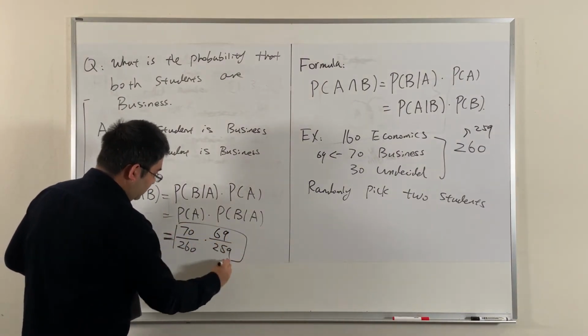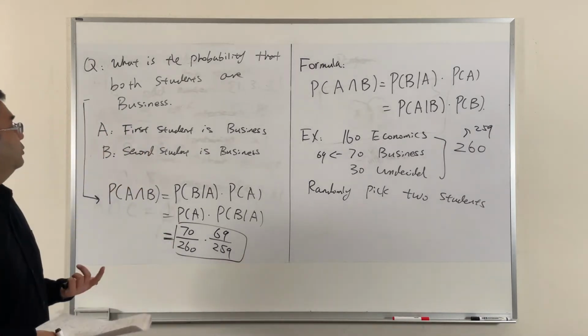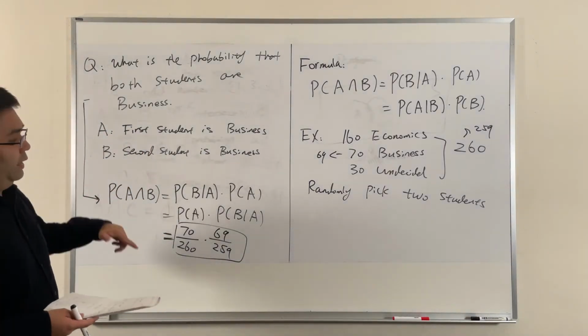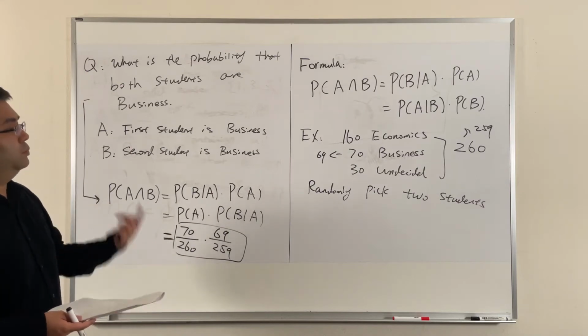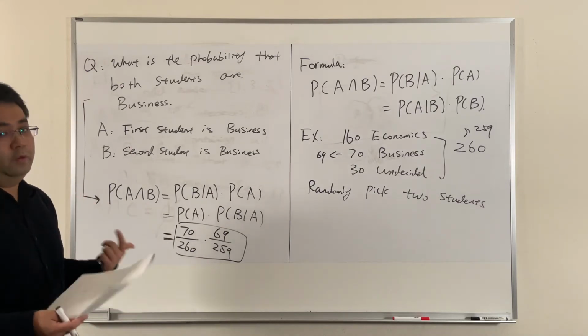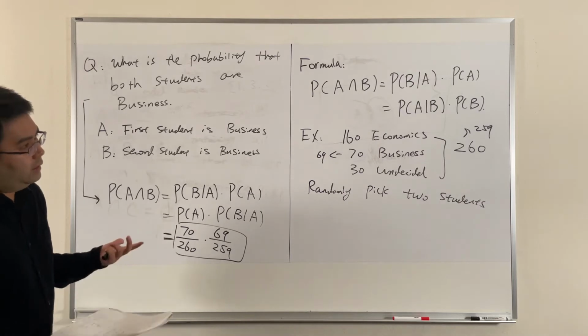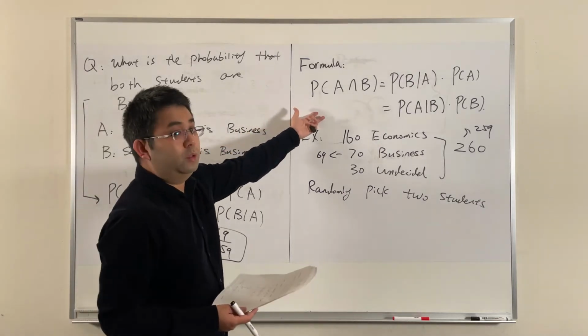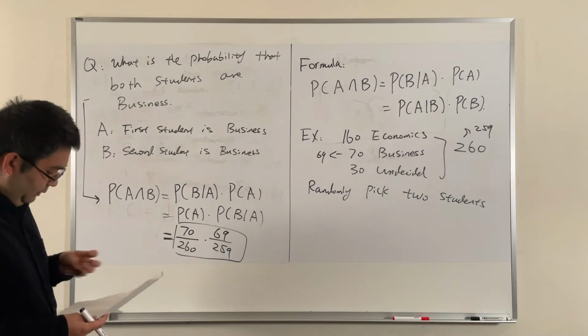And when you multiply the 2, that is the probability that if you randomly pick 2 students, both of them are business. So as you can see, this formula here is pretty useful. Okay, good.